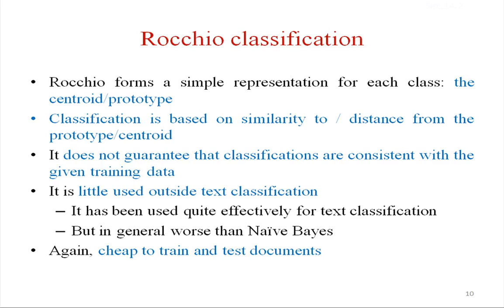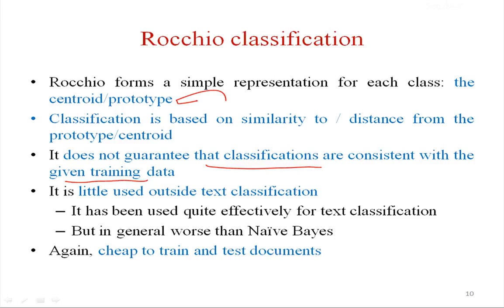Some important points in Rocchio classification. Rocchio forms a simple representation for each class, the centroid prototype. Classification is based on the similarity to or distance from the prototype. Here we have seen examples based on cosine similarity, but we can use distance-based measures, for example Euclidean distance or Manhattan distance. It doesn't guarantee that classifications are consistent with the given training data. We have already seen some anomalies with Rocchio text classification.